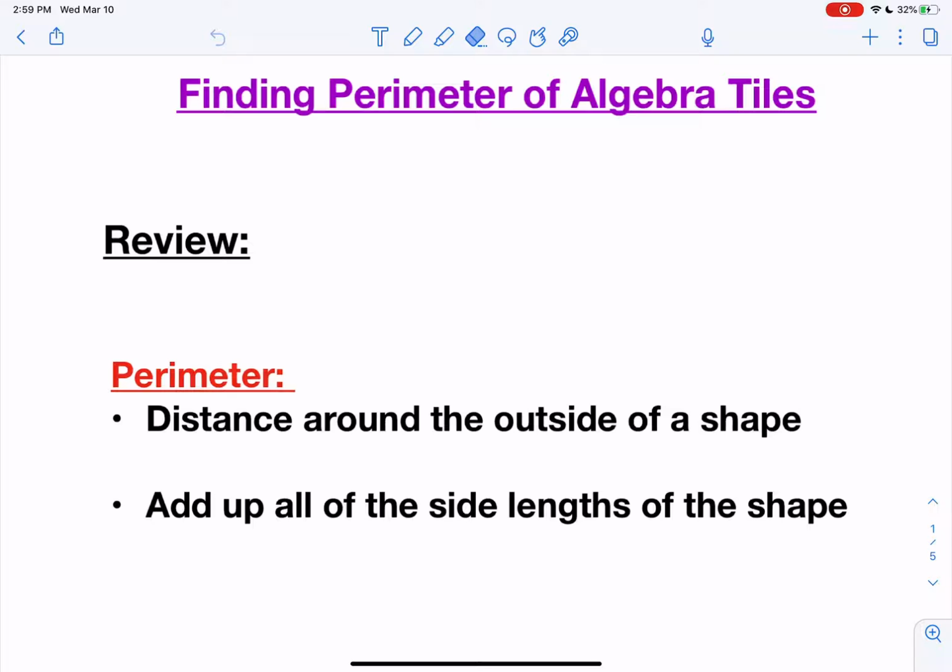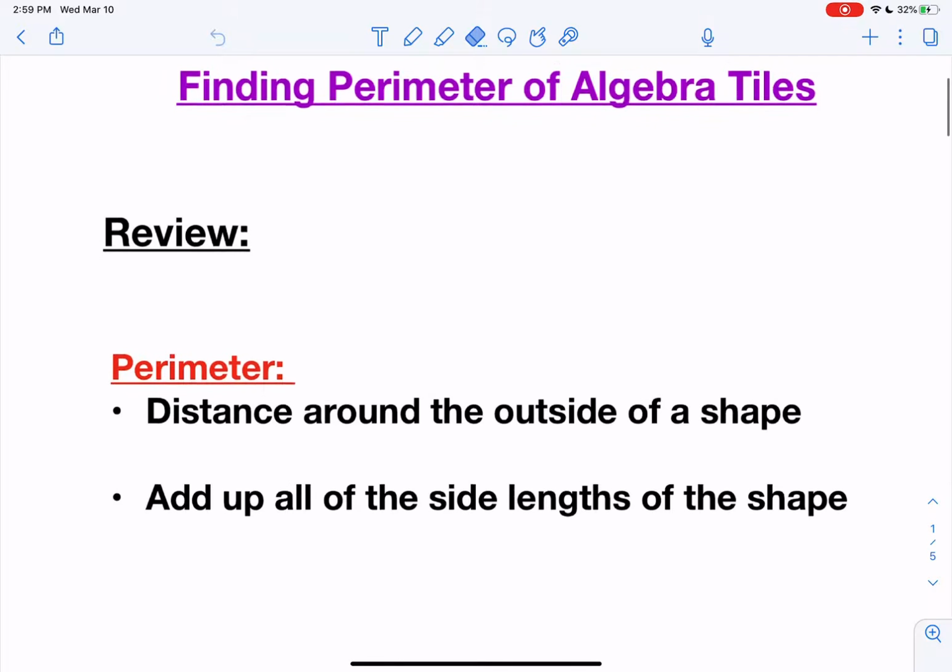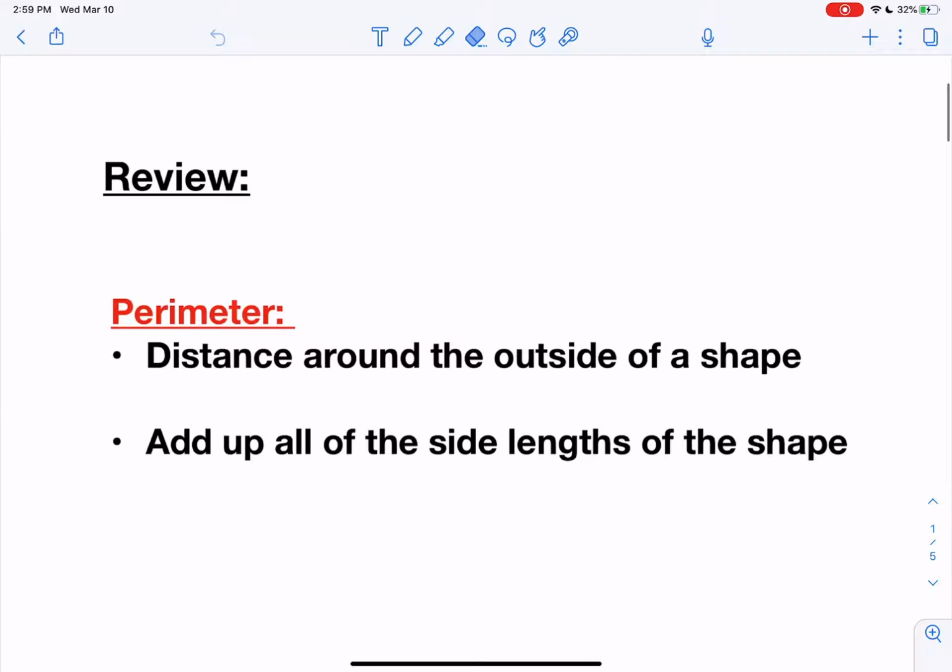So let's get started. First of all, we need to remember that the perimeter is the distance around the outside of a shape. Whereas the area is the inside, the perimeter is the outside border. And to calculate the perimeter, all we have to do is add up all of the side lengths of whatever shape we're given.